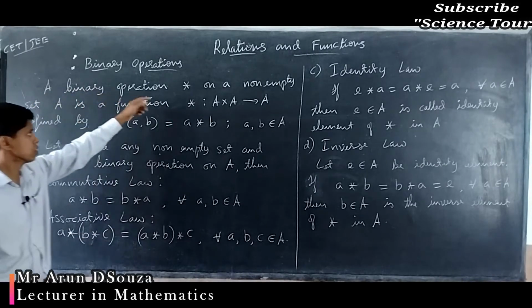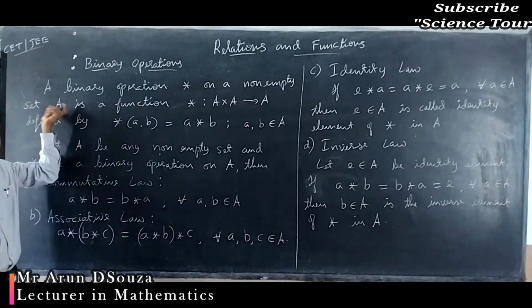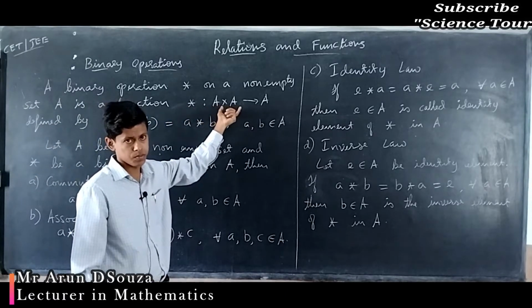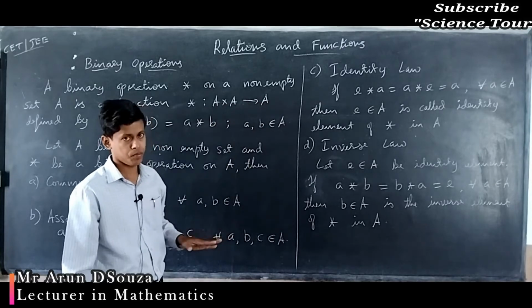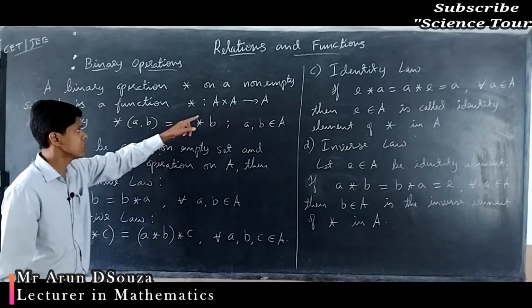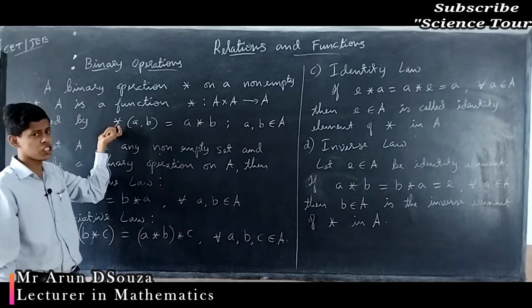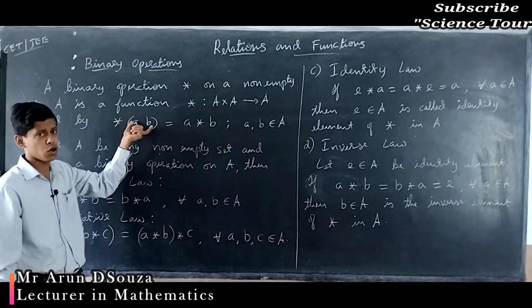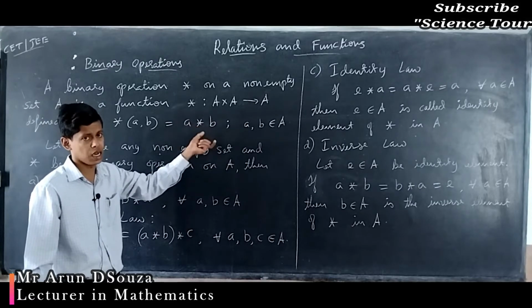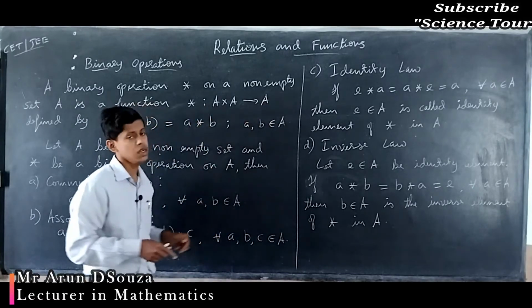A binary operation star, that's the notation, on a non-empty set A is a function star from A cross A, Cartesian product, to A. So all the elements must be taken from the set A. So how does an element in A cross A look like? Ordered pair. So you are applying the function star to the ordered pair A comma B, and what is the output that you are getting? A star B, and that is a single element, a single answer, and that output must belong to A. Then we say star is a binary operation.